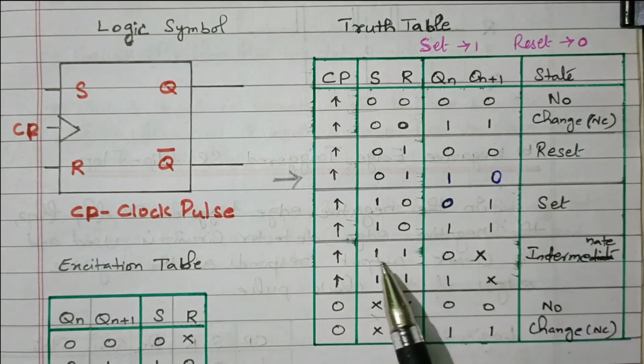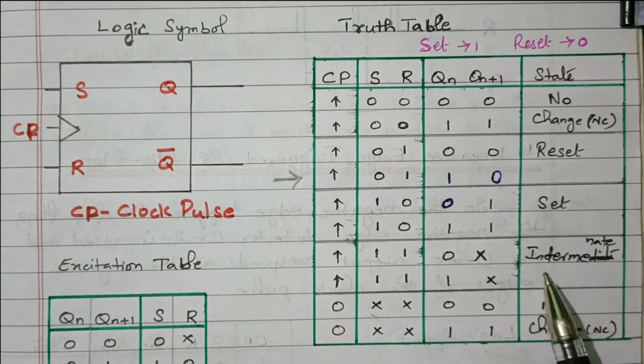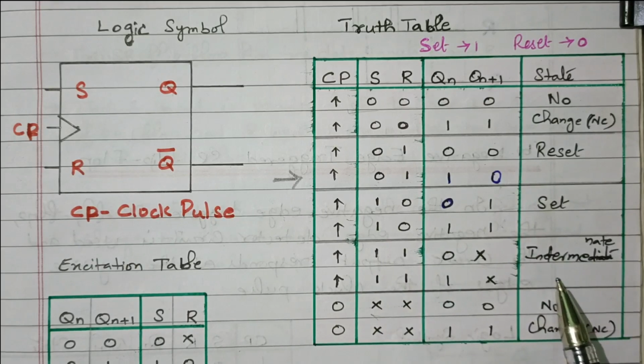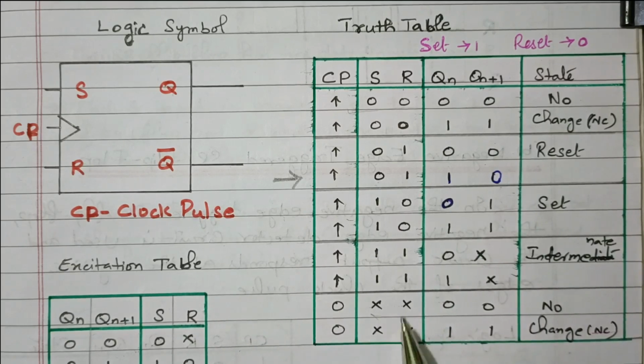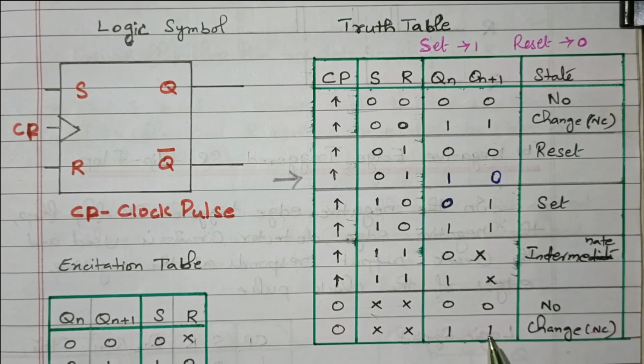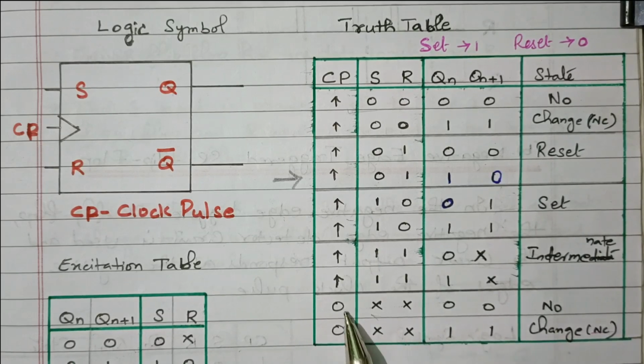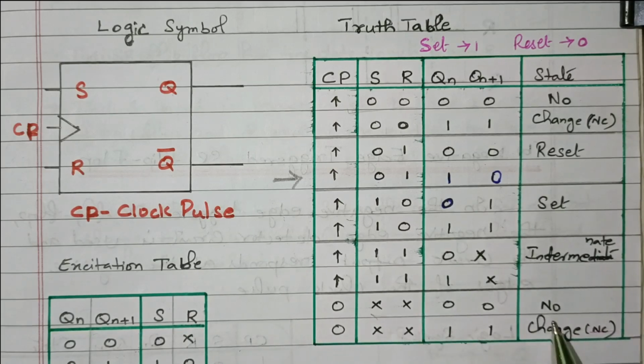If both are 1, set and reset, it is an intermediate. It's not defined in the SR flip-flop. That is defined in the JK flip-flop. One more topic is available in the JK flip-flop, but in the SR flip-flop, it is not defined. If the clock pulse is 0, whatever may be the input, present state 0 means next state also 0. Present state 1 means next state also 1. No change. Whenever the clock pulse is applied, then only it will execute. Otherwise, there is no change in the output.